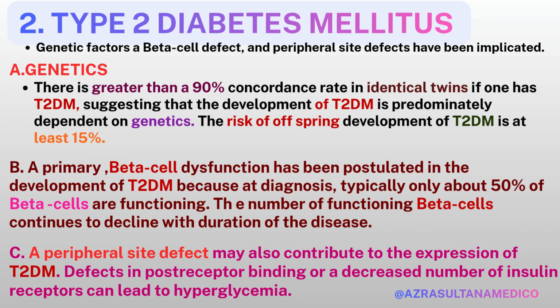C. Peripheral site defects, insulin resistance. Peripheral tissue defects also contribute significantly to T2DM. In this condition, target tissues, such as muscle, fat, and liver, do not respond properly to insulin. This is known as insulin resistance. Possible mechanisms include defects in postreceptor insulin signaling and a decreased number of insulin receptors. These abnormalities impair glucose uptake by cells and increase hepatic glucose production, ultimately leading to hyperglycemia.